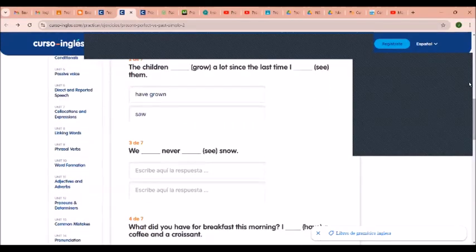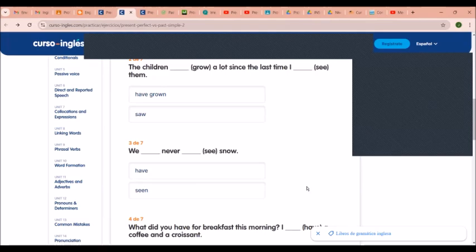And now let's get some help here from Mitzi. Madeline, number 3. We have never seen snow. Correct. In all your life, this is an experience you don't have. So it's negative form of the present perfect.